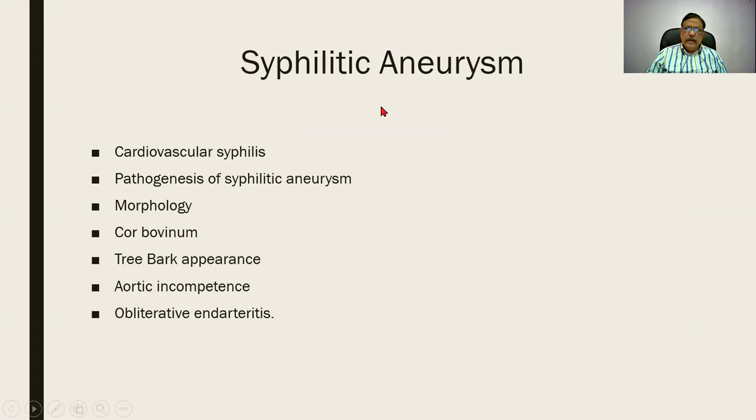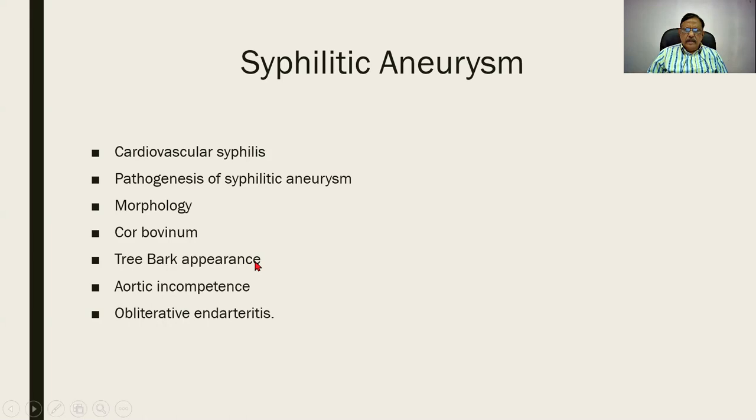Cardiovascular syphilis by itself is a question for you people. What are all the manifestations you can get? There can be a syphilitic aneurysm. Sometimes the right ventricle can be enlarged and it becomes similar to the heart of a cattle. So it is called cor bovinum, or a cow's heart.